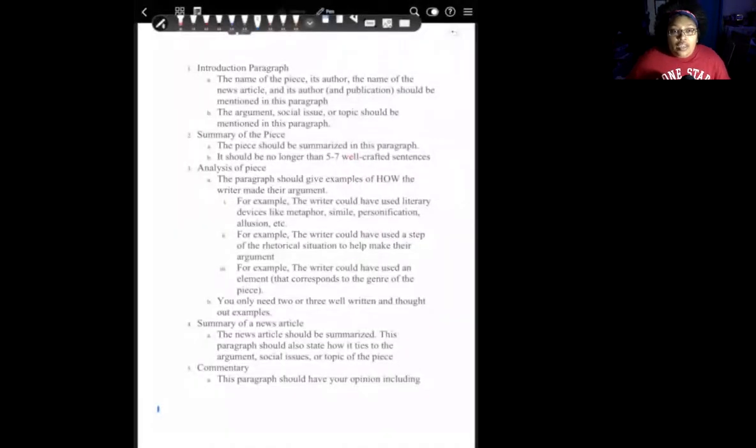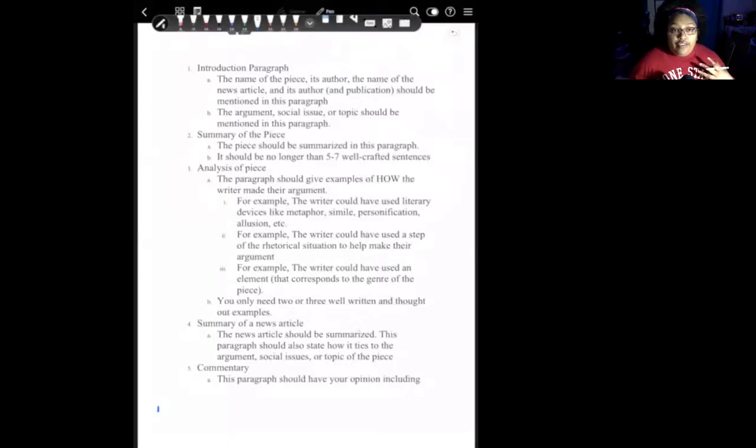So let me do a screen share here, and get on the iPad. And we'll do a quick screen share here. All right, so you should be seeing what the actual outline is here.